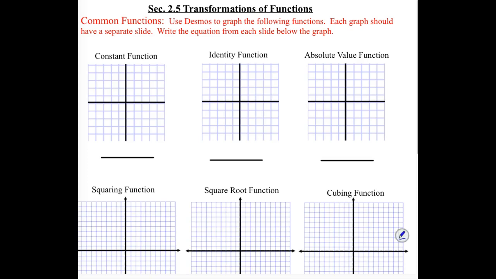So a constant function would be something like y equals 2. Okay, just a plain number. What does it look like? Horizontal line. Okay, so we have a line here at 2. Make sure there are arrows on the ends of it. Okay. What's the next one?